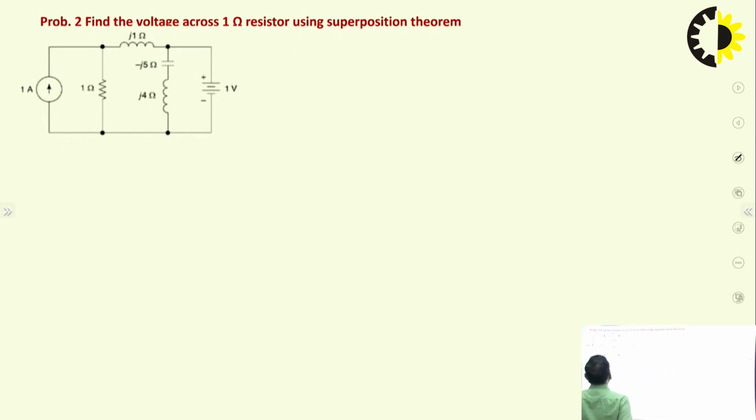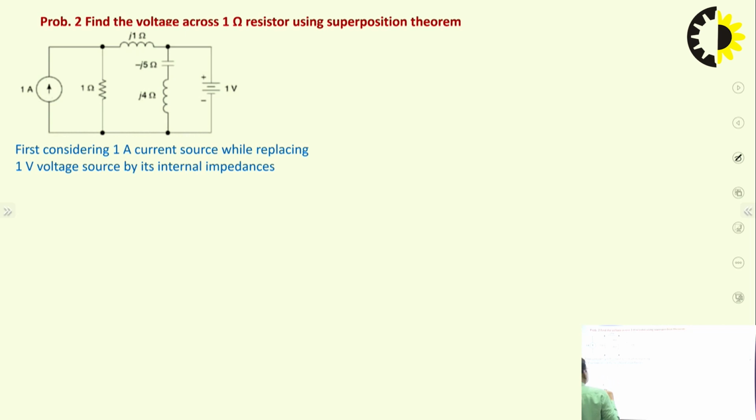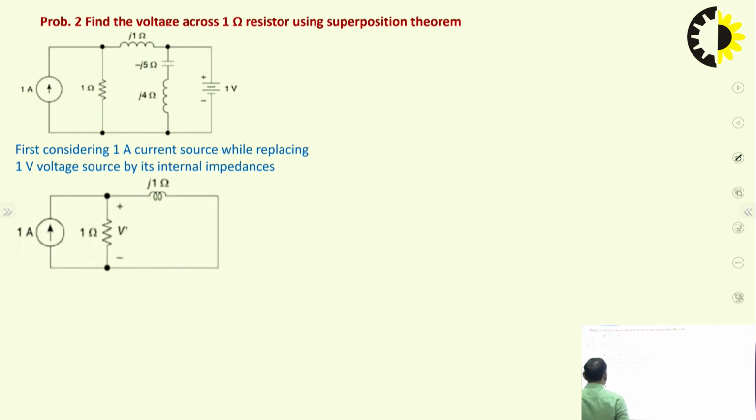Here in this case we have to find the voltage across the 1 ohm resistor using the superposition theorem. So first consider the 1 ampere current source while replacing the 1 volt voltage source by its internal impedance. Simple, replaced. So this has the 0 resistance wire, so this is a short circuit. So this impedance is not active in this network, so it has been removed.